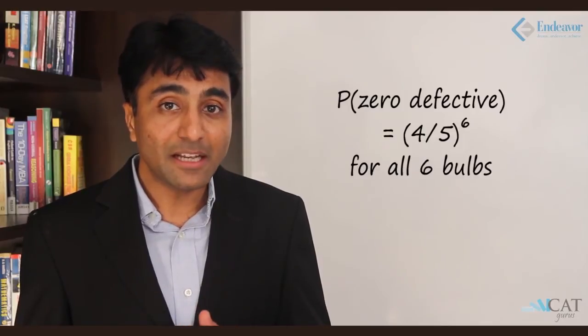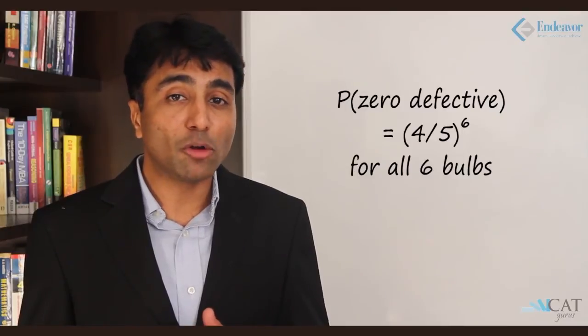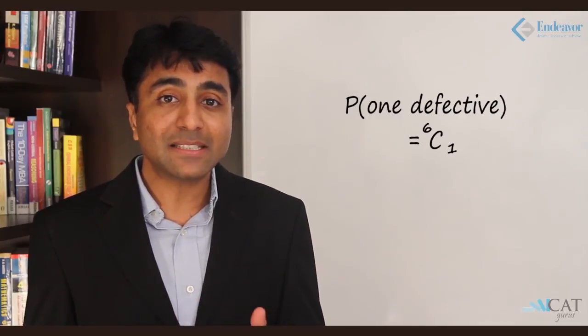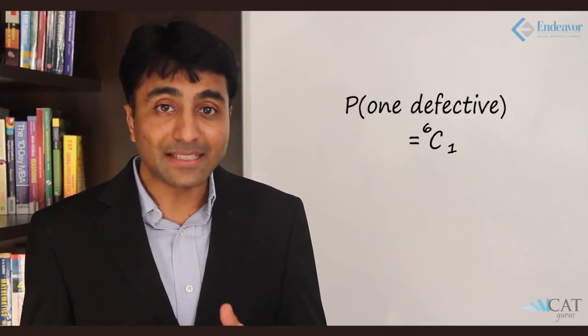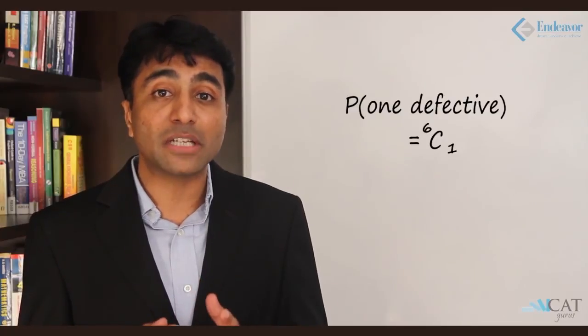Now if I try to find out the cases, 0 defective means all the 6 bulbs should be non-defective. That means for the first bulb being non-defective, what is the probability? 4 by 5. So similarly, all the 6 bulbs being non-defective will be 4 by 5 raised to 6. Now second case, I want 1 defective and 5 non-defective bulbs. So 1 defective can be any one of the 6. Hence my cases will be 6 times, that is 6C1. I can have any one of the bulbs be defective.